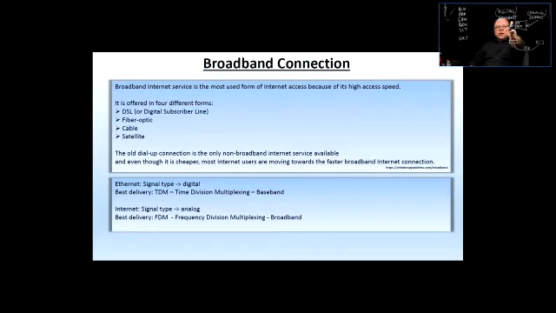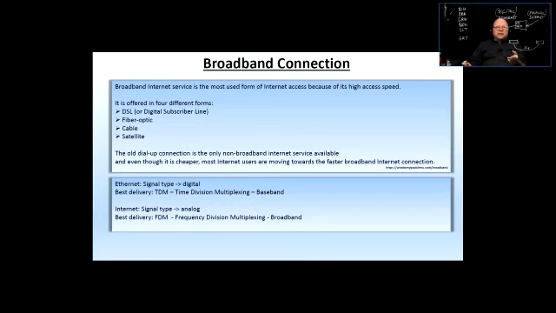Ethernet right here. This is the signal that goes from the modem towards your computer equipment in the house. Best delivery would be something called time division multiplexing, in the form of baseband. Now, the internet signal would be analog, and best delivery would be something called frequency division multiplexing, in the form of broadband.